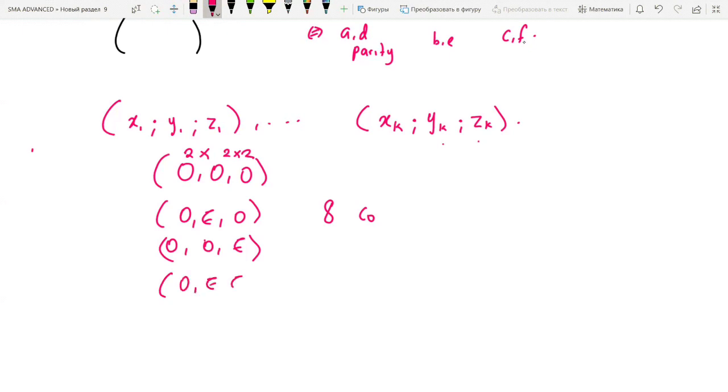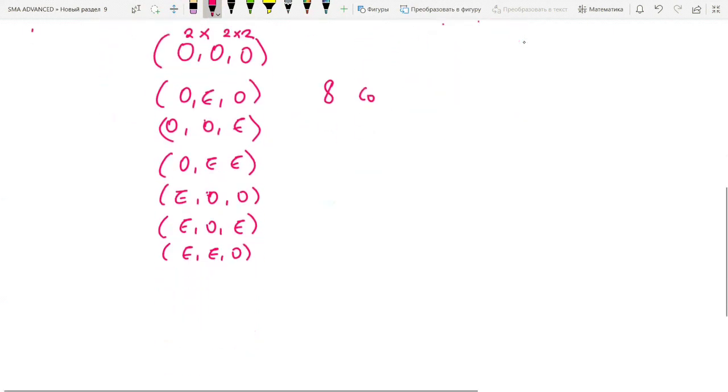Odd, even, even, odd, odd. Okay, I've written all the ones that start with odd. Even, odd, odd, even, odd, even, even, even, odd, and what? I'm right, the last one. Even, even, even. So these are the 8 possible configurations if you take mod 2 of each of the components.